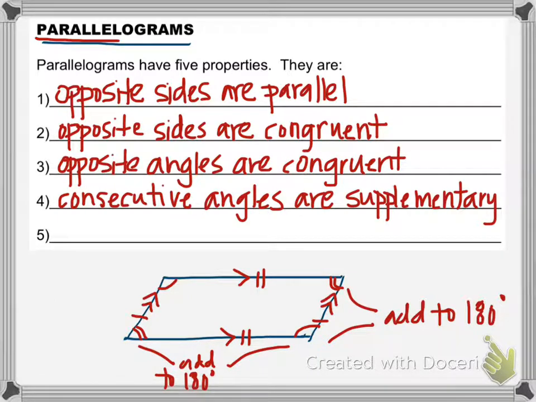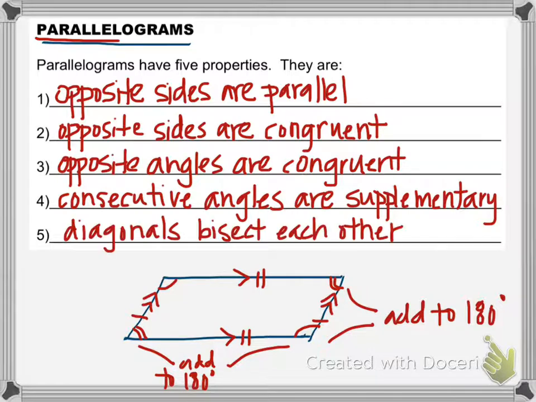Okay, now the fifth property. Diagonals bisect each other. So diagonals in quadrilaterals connect opposite vertices. So here would be one diagonal, and here would be another. And sorry, mine are so wiggly. They look horrible. All right, it's pretty good. Okay, so those are the diagonals.